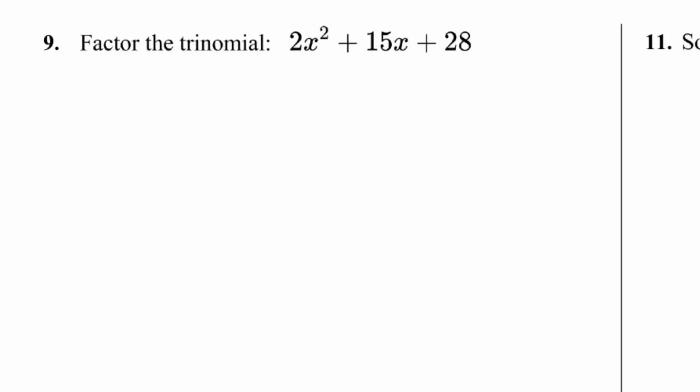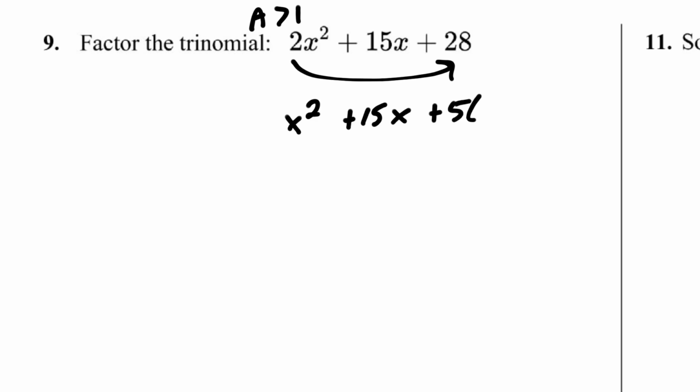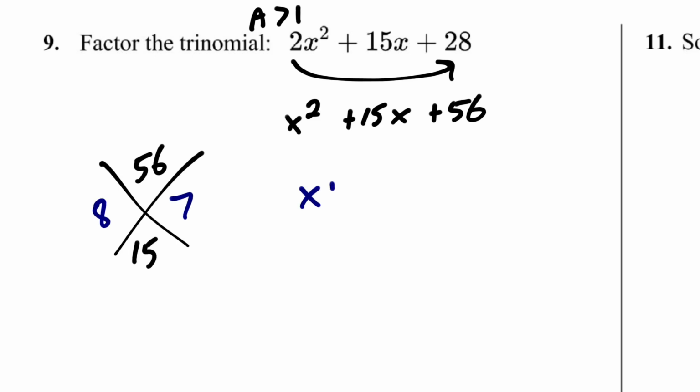For this one, because our A value is bigger than 1, we have to use a different method called the slide and divide. So we slide over the 2, we have x squared plus 15x plus 56. So when I do the x method, I have 56 on top and 15 on bottom. The riddle is 8 and 7. So I write this like this.